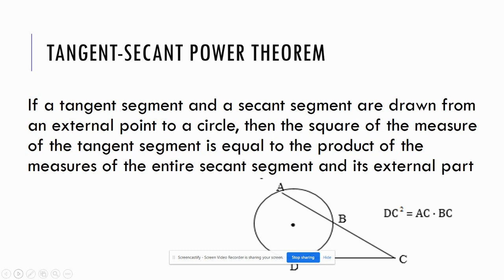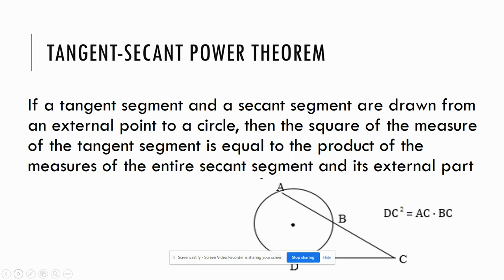Secants touch the circle at 2 spots. Notice that AC is that secant because it touches at A and B, and once again, it goes outside the circle at C. So notice that both of those segments are meeting externally at point C. So once again, if we square the tangent segment, that equals the whole secant times the external part. Now remember, external means outside of the circle.